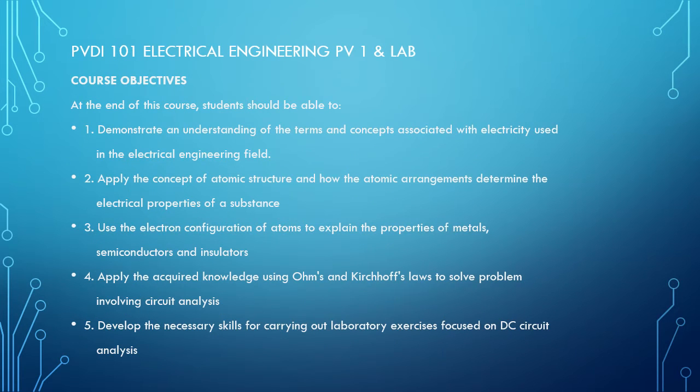Now, PVDI 101, electrical engineering, PV1 and lab. This course would give you some fundamentals behind electrical engineering that would apply to PV. Course objectives: at the end of this course, students should be able to 1. Demonstrate an understanding of the terms and concepts associated with electricity used in electrical engineering field. 2. Apply the concept of atomic structure and how atomic arrangements determine the electrical properties of a substance.